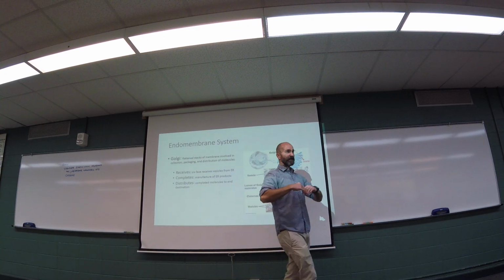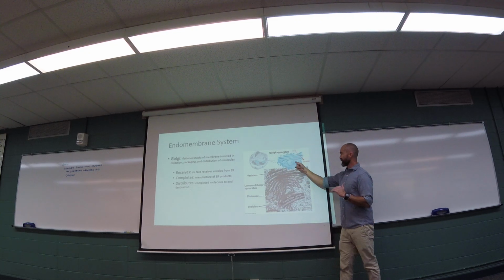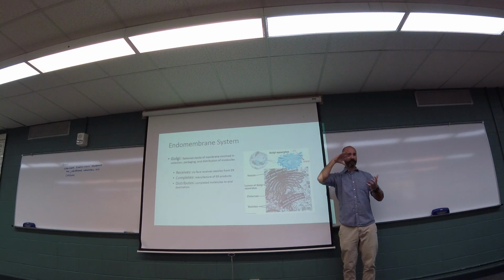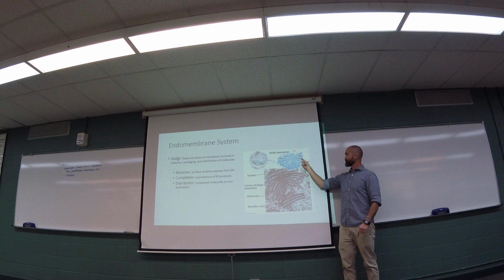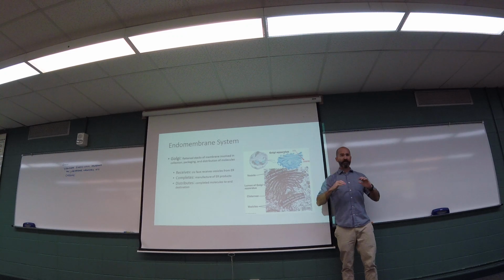So it's a highly convoluted sac of membrane. That's what we have pictured right here. So you can think about it just like a bunch of stacks of membranes squished together. And those extensions right here, the ends of them, are called cisterns.